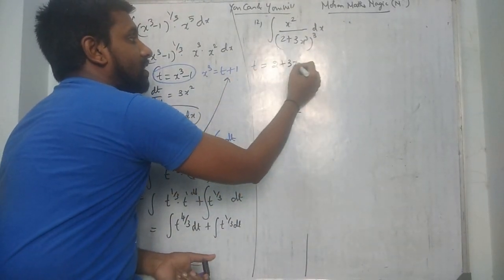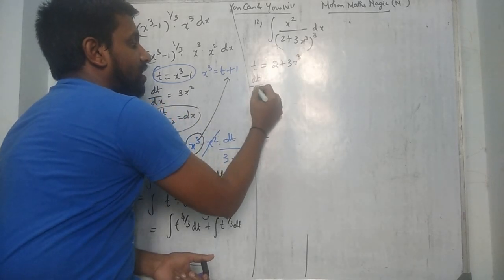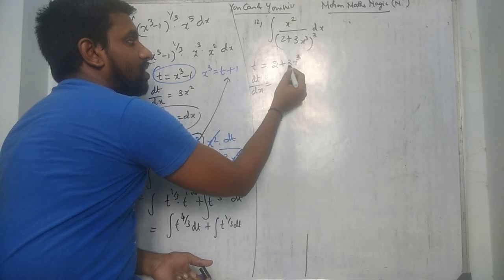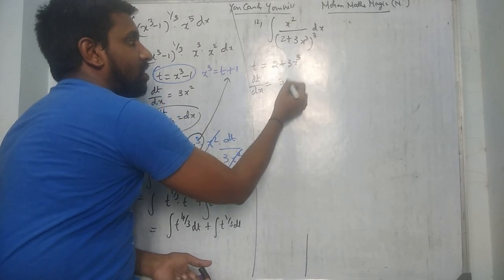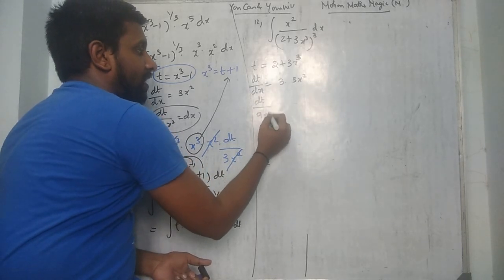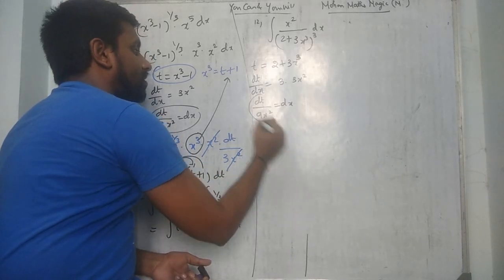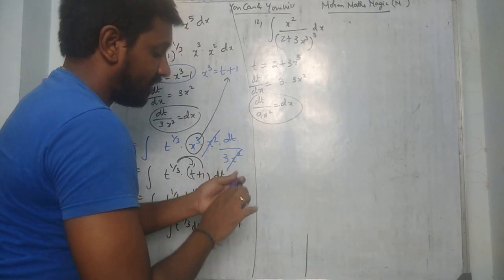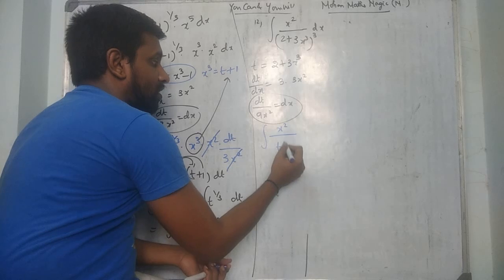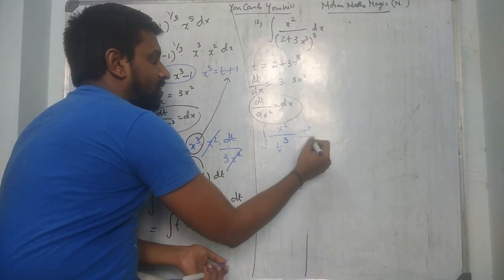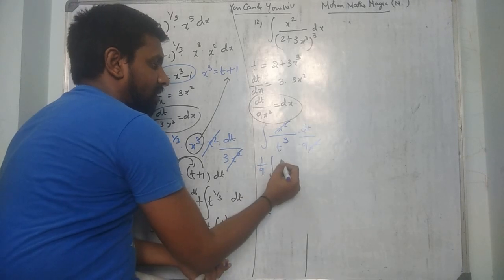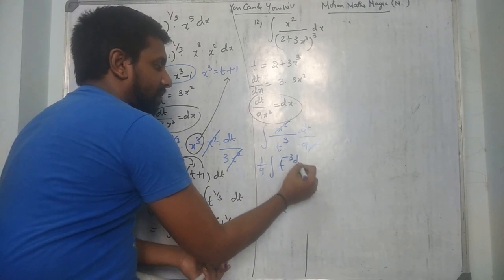So 2 plus 3x cube, if you differentiate dt upon dx you get 0. இத பண்ணா என்ன வரும்? 3 into 3 into x cube differentiate பண்ணா 3x square. So dt upon 9x square equal to dx. Substitute in the question t and dx. So you'll get x square ஒண்ணுமே பண்ணாம வெச்சுக்க, t cube dx க்கு பதிலா dt upon 9x square. So I got 1 upon 9. t power 3 மேல வந்தா t power minus 3.